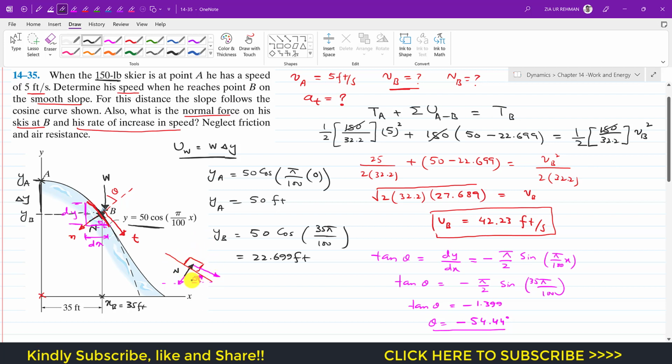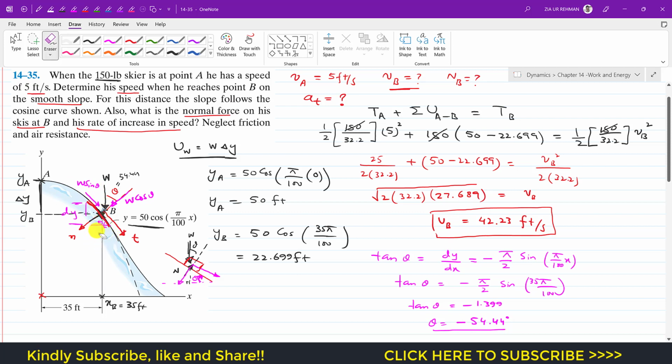This is the normal force, and the weight is perpendicular to the horizontal line. This is the weight. So if we extend the line of action of this weight, it is perpendicular to the horizontal line. So the angle between this tangent and the horizontal line is theta, so the angle between the weight and the normal axis is also theta. So now we know that this theta is 54.44. If I resolve this weight into its components, this one will be W cos theta, and here we will have the sine component. So this is W sine theta.